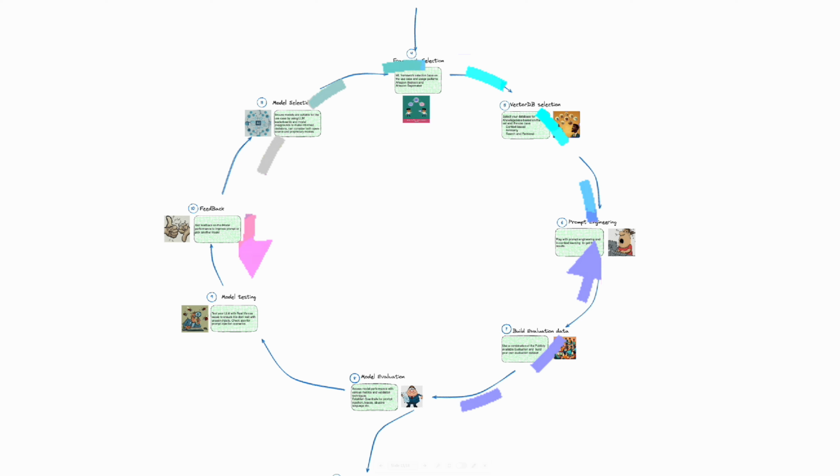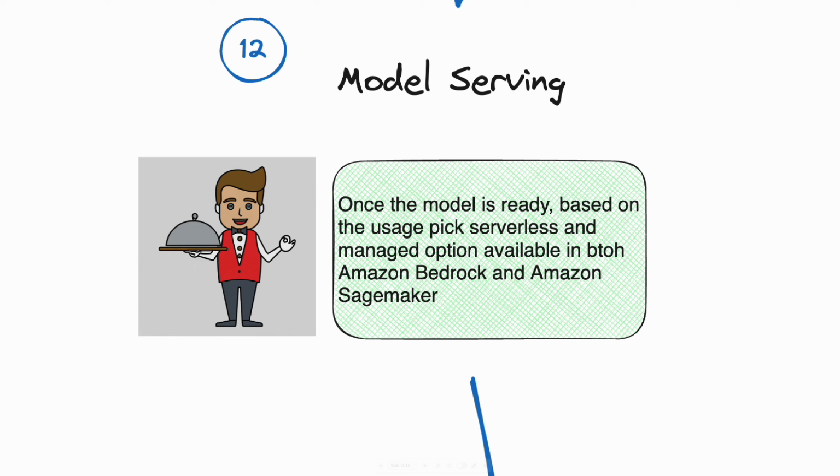It's an iterative process until you find what is the best model for you, what is the best prompt for you, what is the best evaluation set for you. And once that is complete, you move on to the model serving parts. Again, SageMaker and Bedrock provide two different options for serving the model. Based on your usage, you can easily pick a serverless option or a managed option. Both are available on Bedrock and SageMaker.